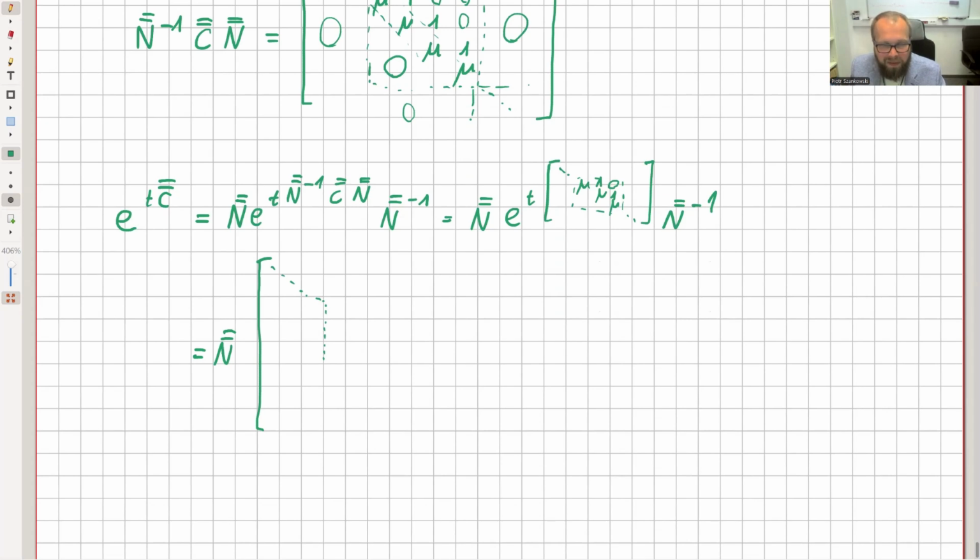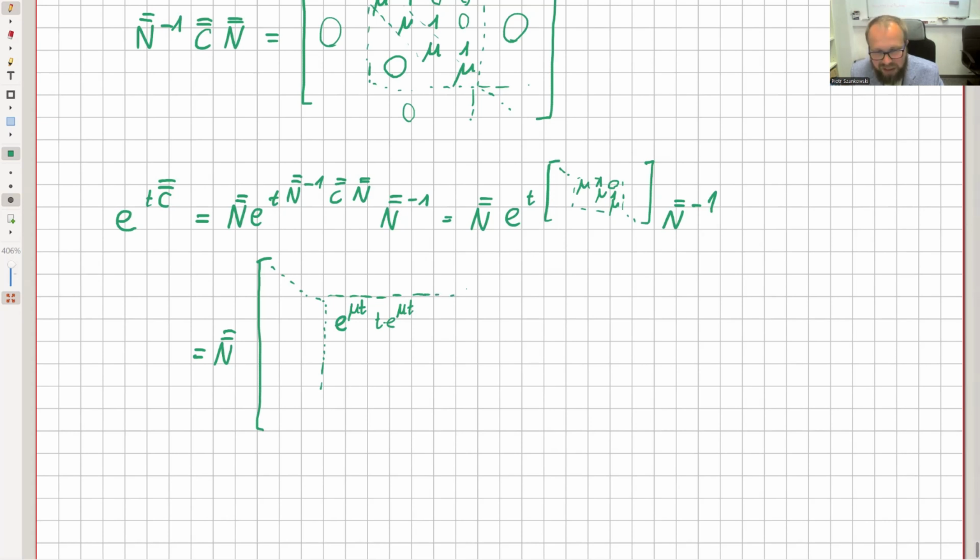Okay. So what you will get if you do the exponent. Here is the corner of the Jordan block. So you will get e^(μt). Then this 1 here, what it will cause when you start taking higher and higher powers of this matrix. So this will give you t times e^(μt).